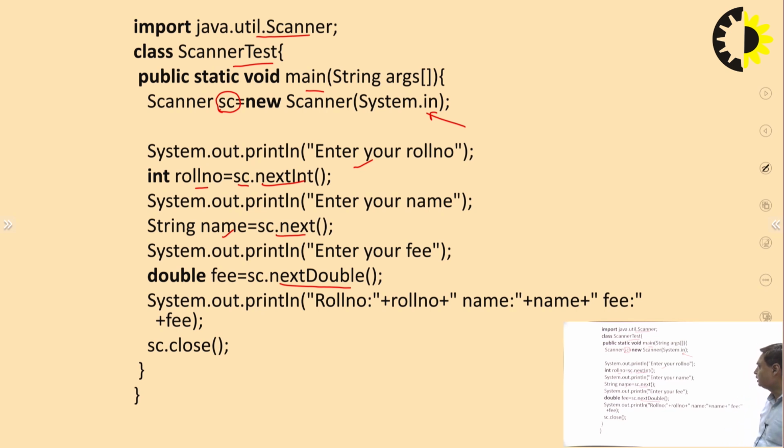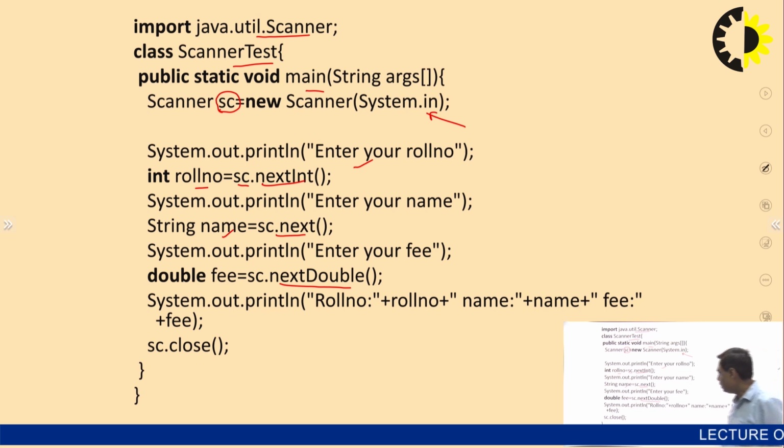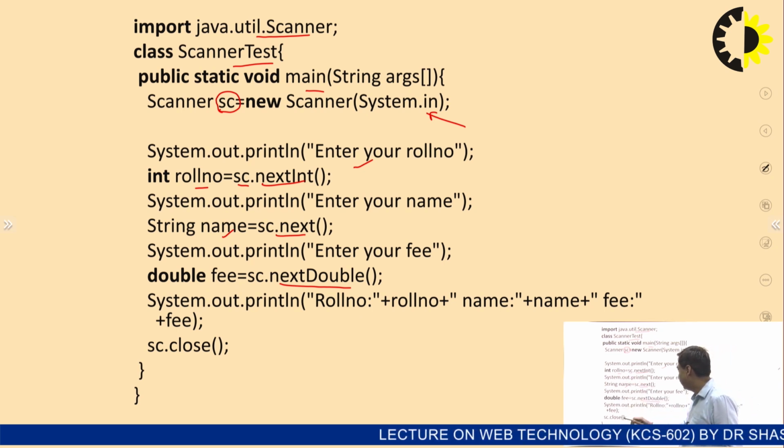For the integer you can use nextInt, for the string you can use only next, and for the double you can use nextDouble, or you can read float data. So there are many methods already available in the Scanner class. We can use them for easy input from the user. So we have taken these values from the user: roll number, name, as well as double fee.